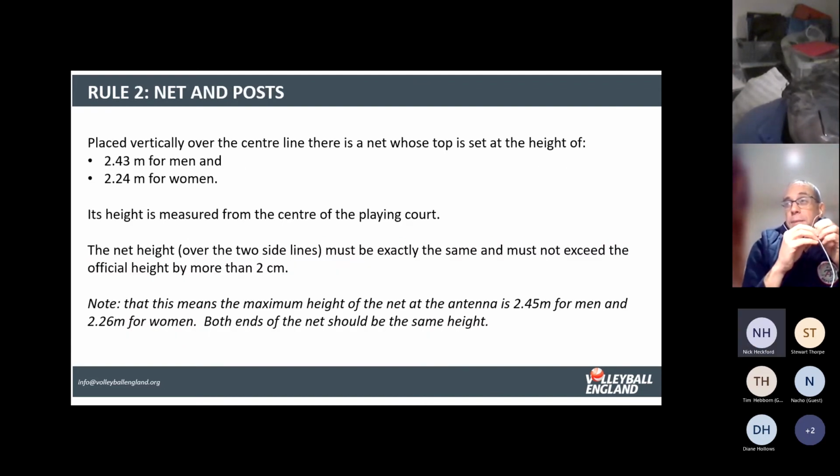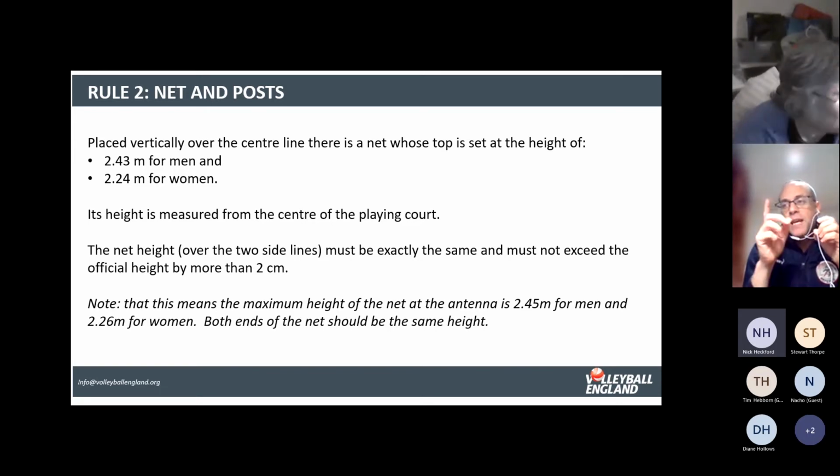So the net is vertically over the center line, and the top is set at 2.43 meters for men and 2.24 meters for women. Its height is measured from the center of the playing court, and the net height over the two sidelines must be exactly the same and must not exceed the official height by more than 2 centimeters. So that means that for men, it's a maximum of 2.45 meters, and for women, 2.26 meters.